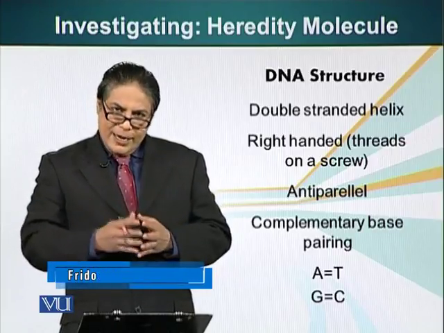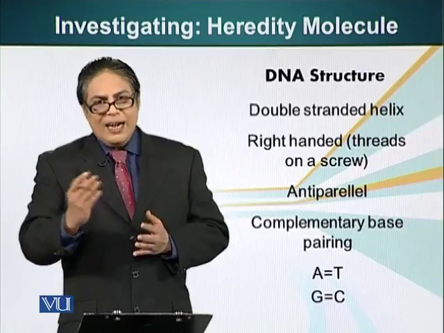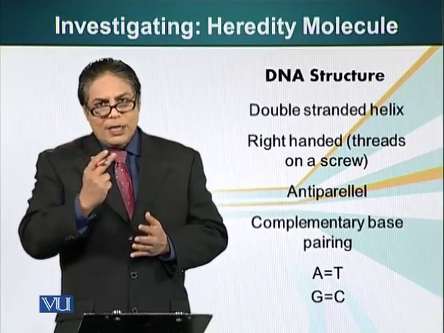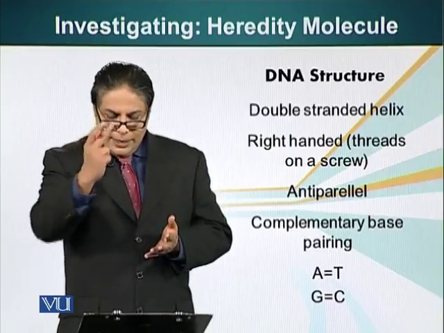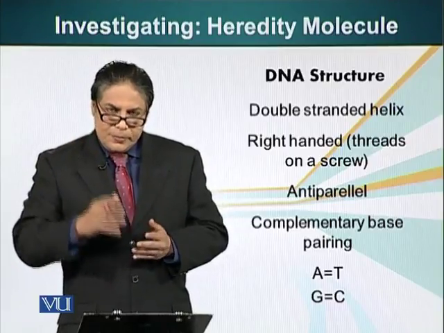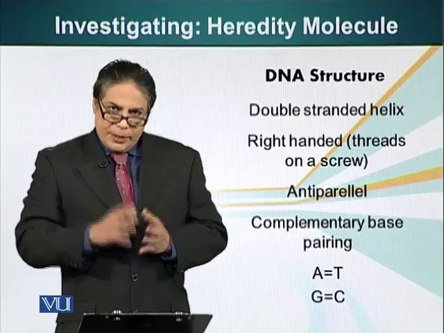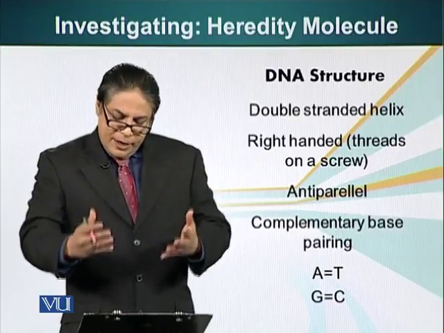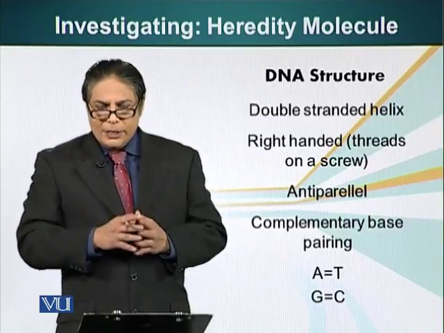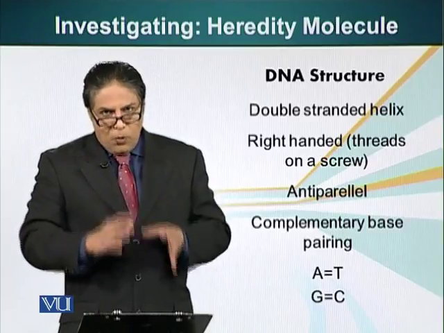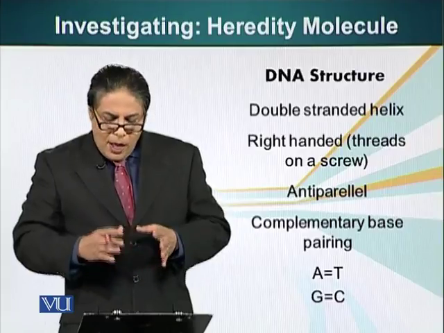They also proposed the right-handed coiling of DNA. Right-handed coiling is sort of like the threads around a normal wood screw that we have. That is the way the DNA is turning on itself. They also figured that DNA is anti-parallel. I've already told you what anti-parallel is, but we will look at the DNA structure in more detail in the next module.